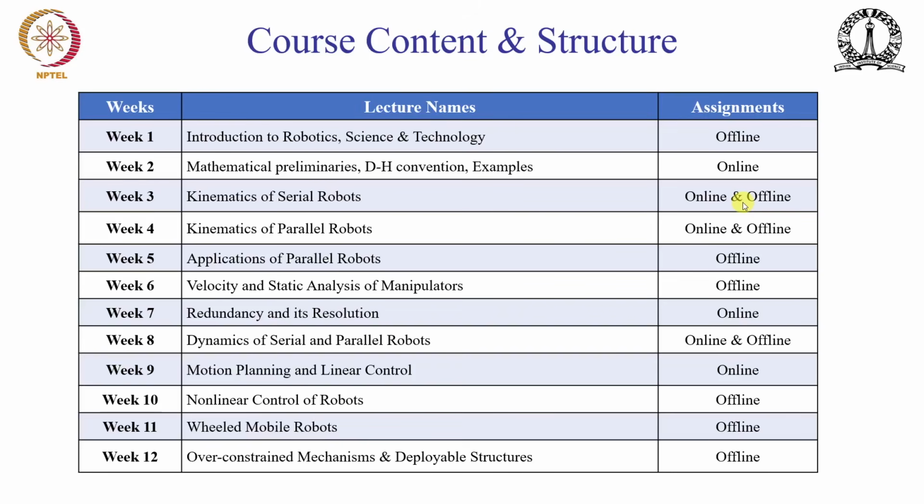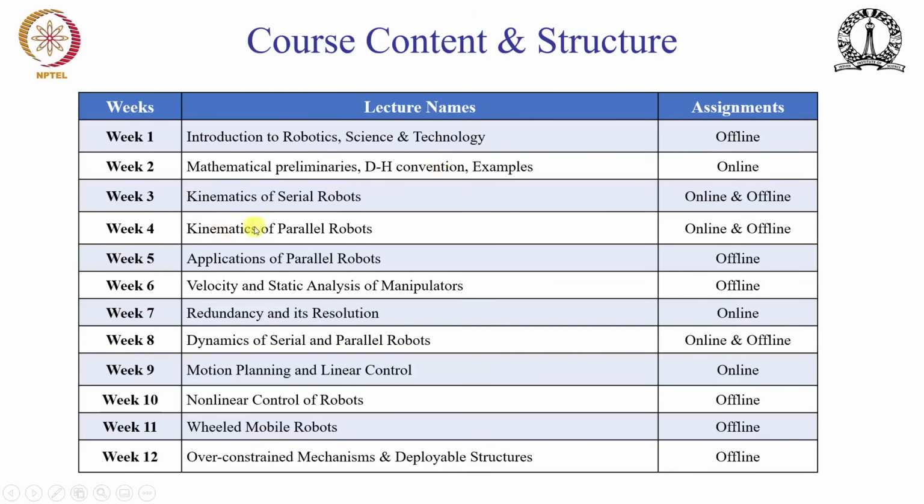So in week 1, we will have an introduction to robotics, the science and technology which goes behind making a robot. In week 2, we'll look at mathematical preliminaries, how to represent links and joints and other elements in a robot. We will also look at the very important Denavit-Hartenberg convention and parameters and some examples.